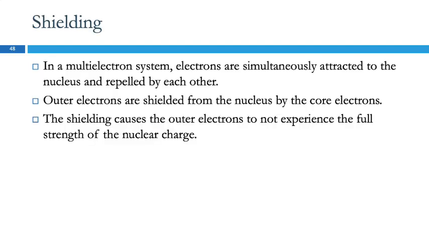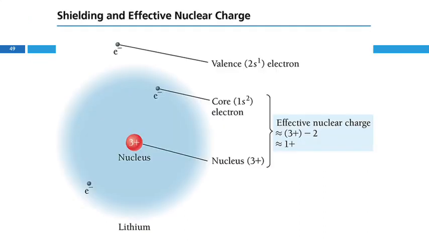This has to do with shielding and effective nuclear charge. We've got these multi-electron systems, with electrons being attracted to the nucleus but also being repelled by each other. And so the outer electrons, the valence electrons, are shielded from the nucleus by the core electrons. They don't experience the full charge, which means they're not pulled in as tightly as we would expect.